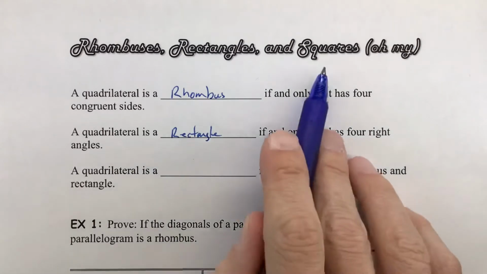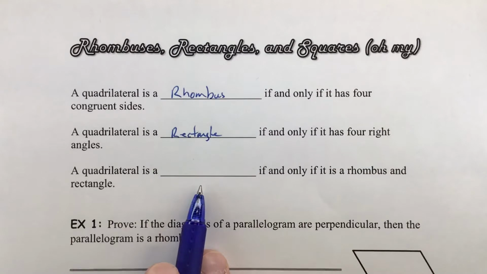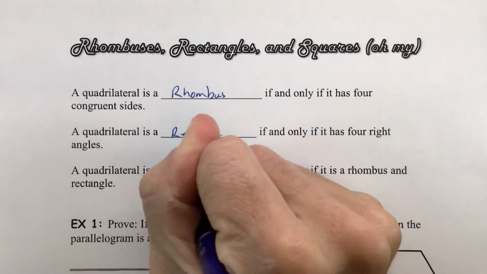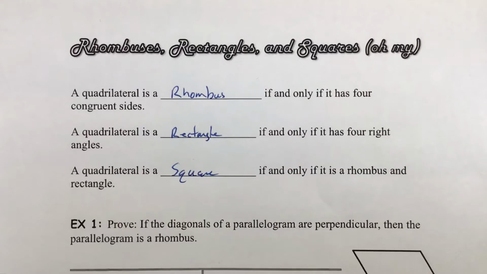And now, a square will be the last one because it fits both of those things. It's a unique quadrilateral that is a rhombus and a rectangle. A quadrilateral is a square if and only if it is a rhombus and a rectangle. Of course, that means you could also say a quadrilateral is a square if and only if it has four congruent sides and four right angles.